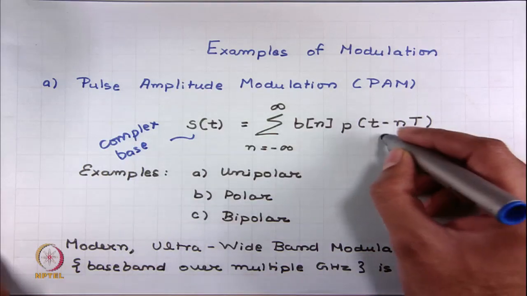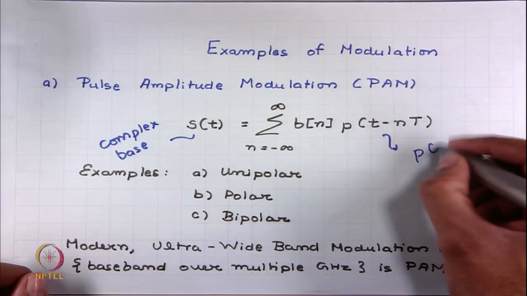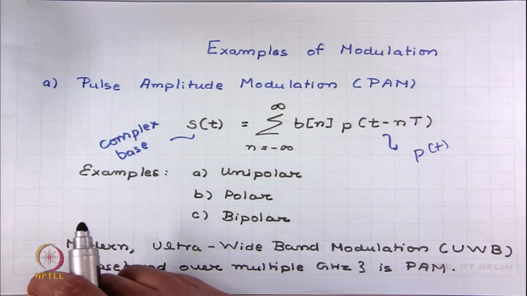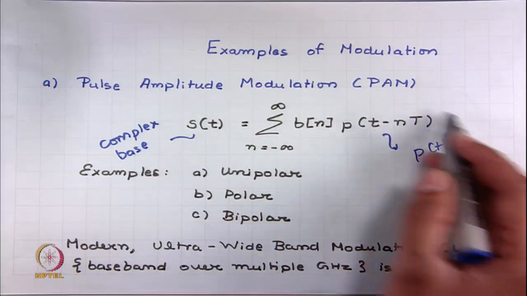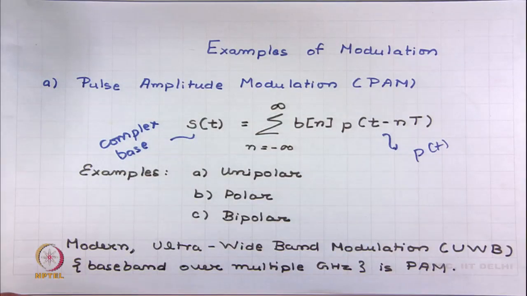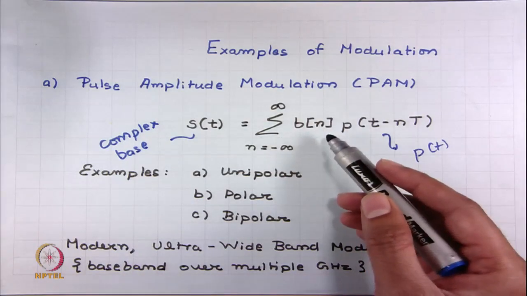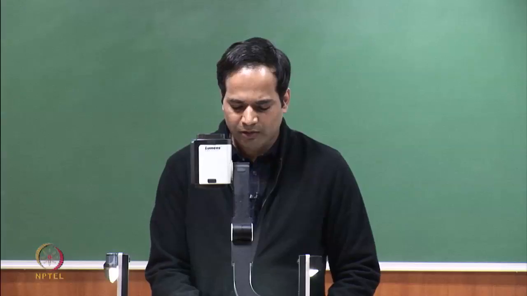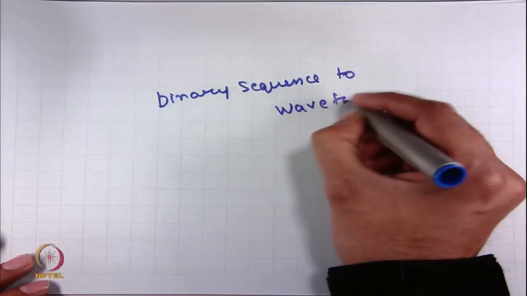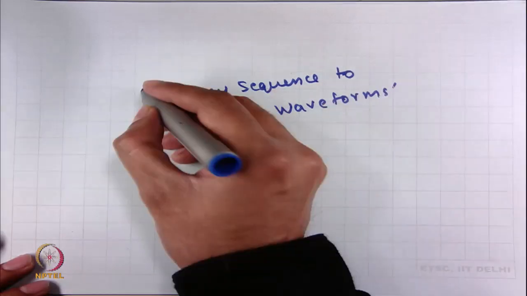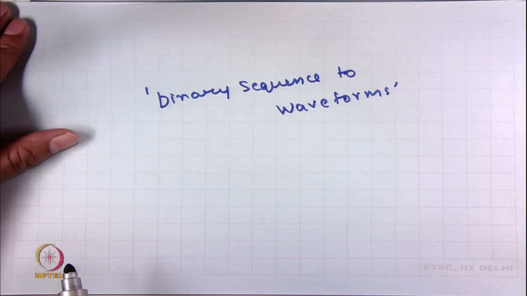So, in the last lecture we have discussed what should be p(t) to avoid intersymbol interference. Okay. So, this equation describes basic linear modulation, and we have seen that modulation in general is the way you go from a binary sequence to waveforms. You should always remember the basic underlying theme that we are discussing. This is what modulation is, right.